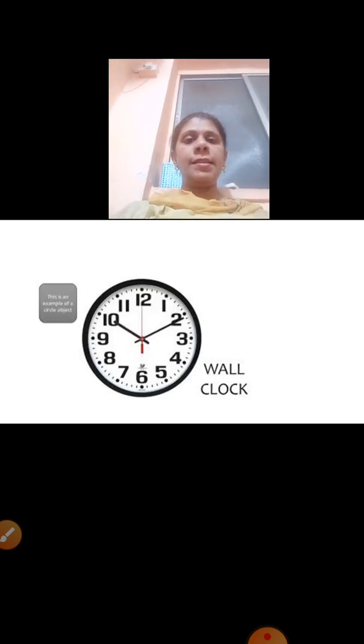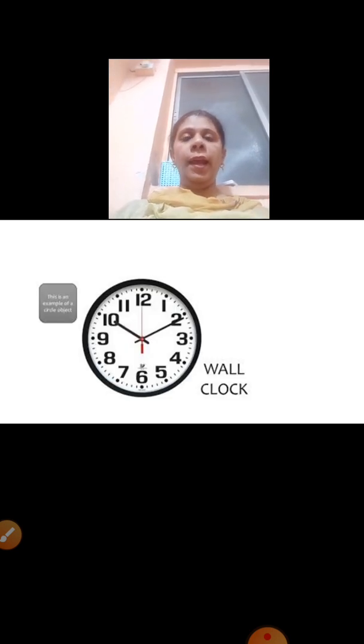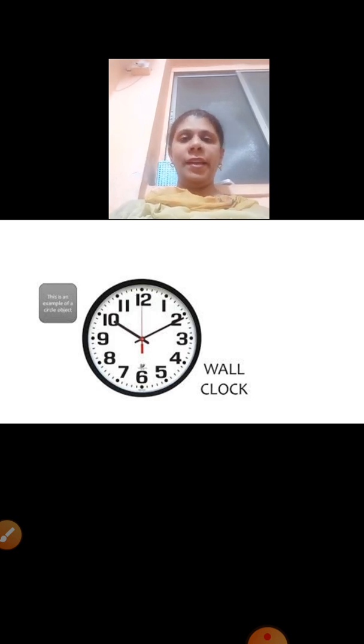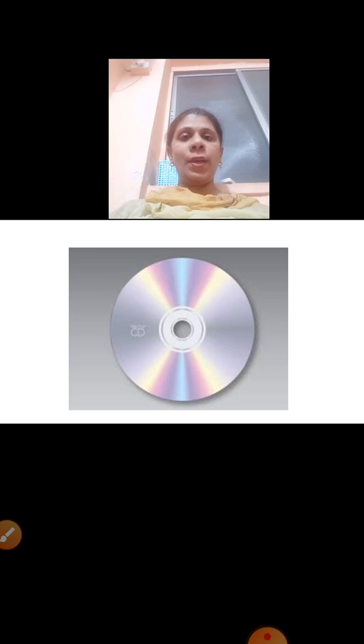Now, what is this? It's a wall clock. Okay. Before that we saw a clock in square shape. Correct? Now, this wall clock is of which shape? Circle. Very good. Then this, what is this? It is a CD. Yes. But what is the shape of this CD? Circle. Correct.